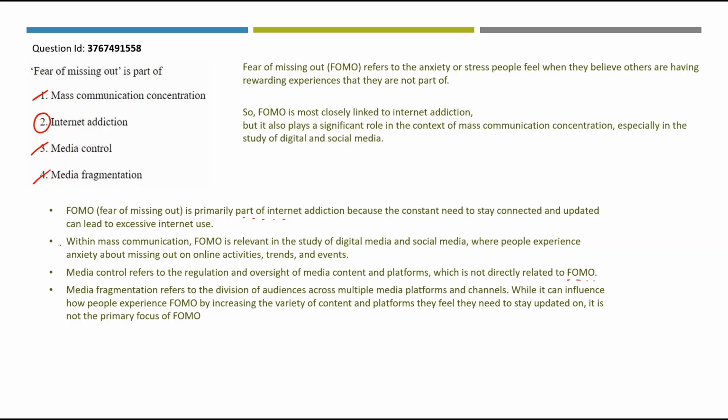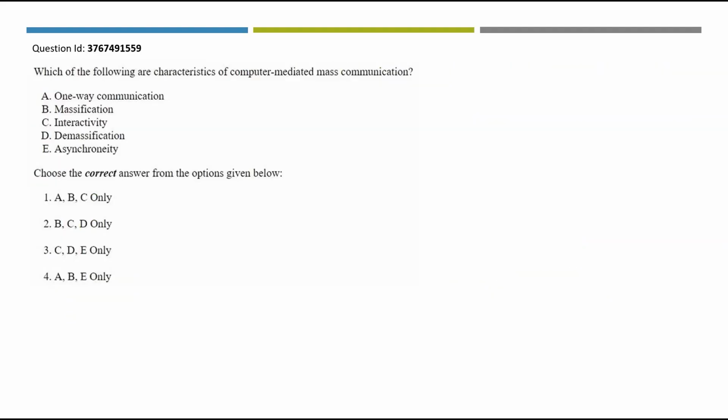FOMO is most closely linked to internet addiction, but it plays a significant role in the context of mass communication, especially in the study of digital and social media. The need to stay connected requires internet. So you are depending on internet, and internet addiction is the prime cause and it is closely linked to fear of missing out. Next question, which of the following are characteristics of computer mediated mass communication?